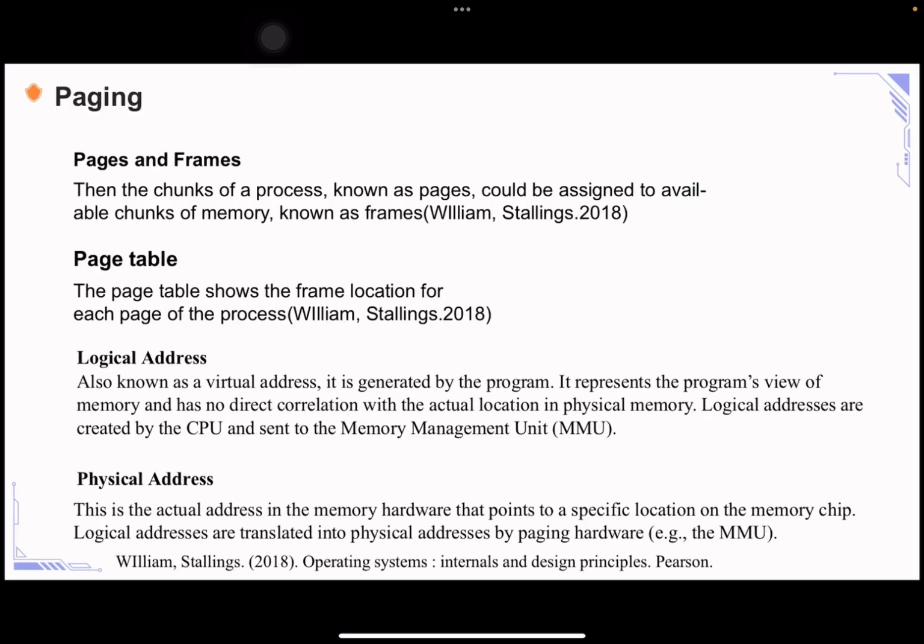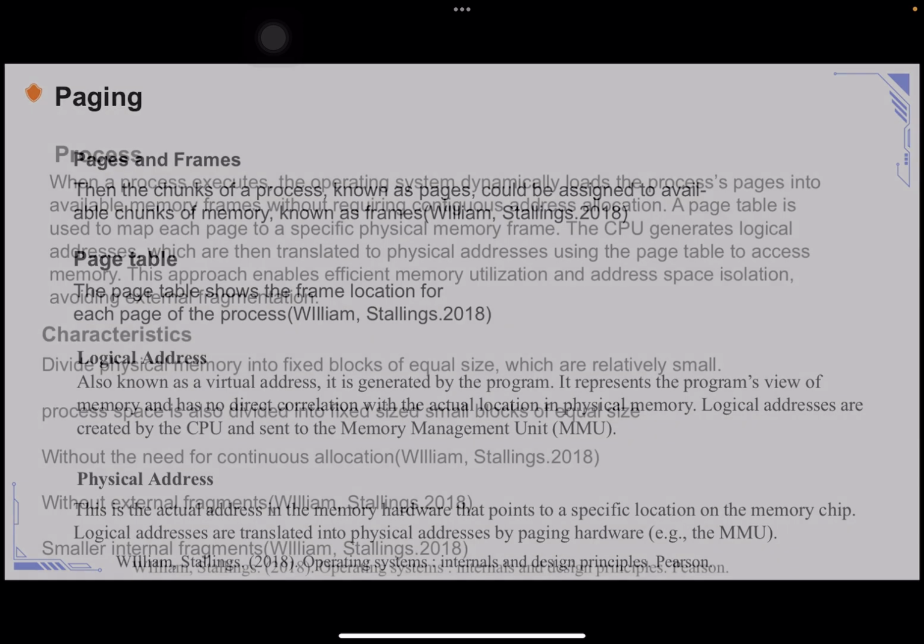And the last part is about paging. In paging, the chunks of a process, known as pages, can be assigned to available chunks of memory known as frames. The page table shows the frame location for each page of the process. The logical address is a virtual address generated by the program, and the physical address is an actual address in the memory hardware.